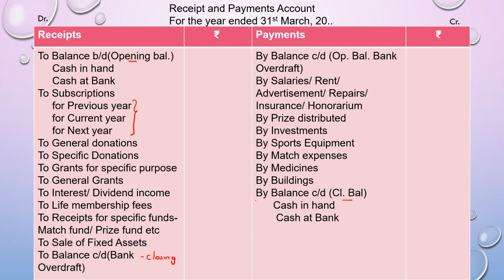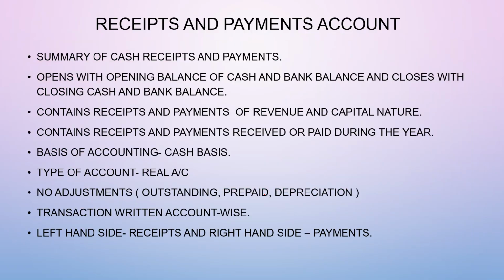On observation, we find the following things. To summarize, from this format, we can understand the following things. First thing, if you observe, we have the receipts and the payments. So whatever are the cash receipts and cash payments which have taken place for that particular year from 1st April to 31st March, that has been summarized here.